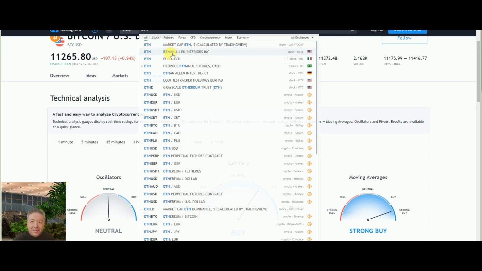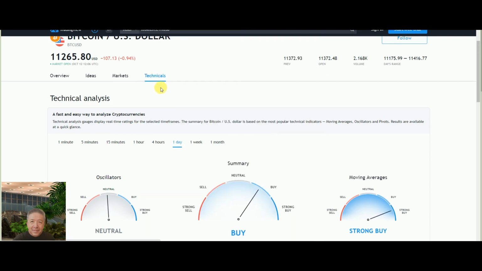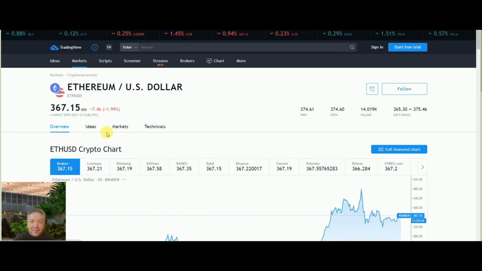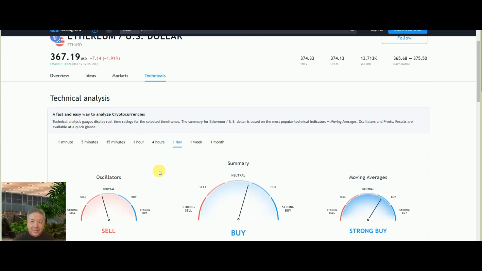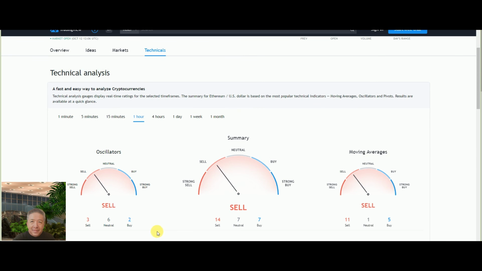Ethereum, let's look at the Ethereum. Ethereum US dollars, one of the most famous cryptocurrencies, is at 367.15 now. Let's look at the technicals. For the 1 day, buy and strong buy. Buy for the summary, strong buy for the moving average, sell for the oscillators. But that's just the 1 day view. The long-term view is a buy, while the short-term view, the same as Bitcoin, is a sell. Oscillator sell, 3:2. Moving average is clearer, 11:5. So the same with Bitcoin, Ethereum: sell in the short term, that's an hourly view, and then recover, but buy in the long term. So that's where we are right now.